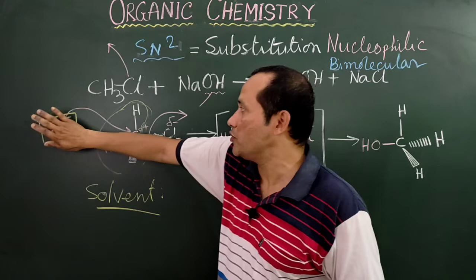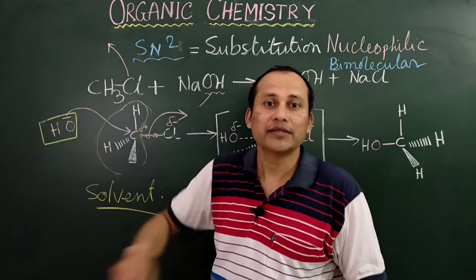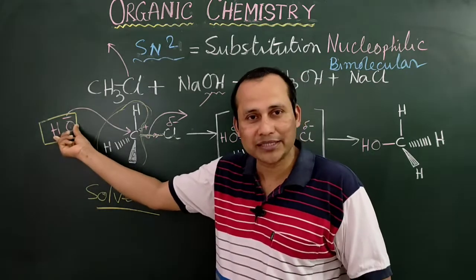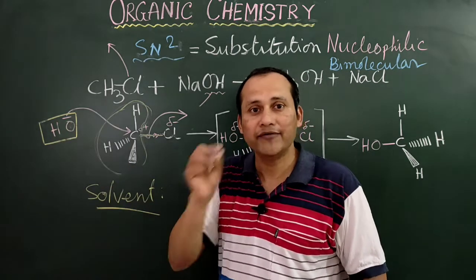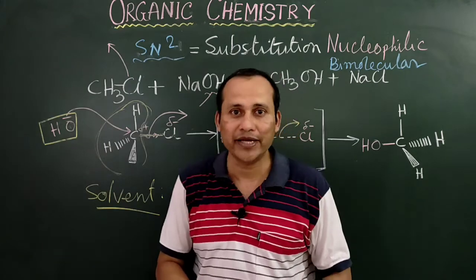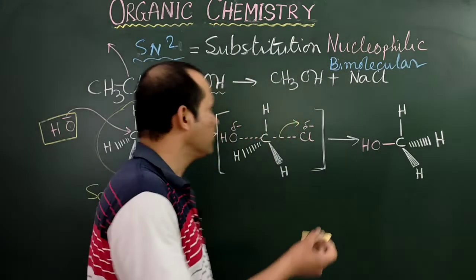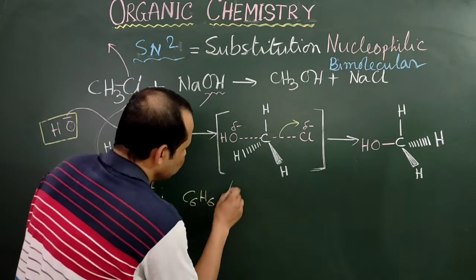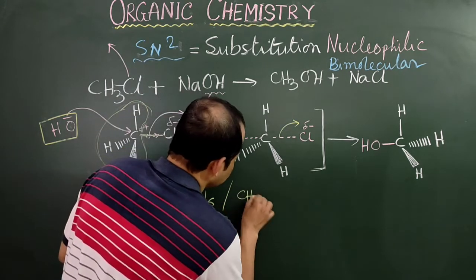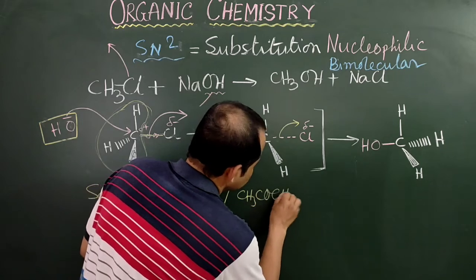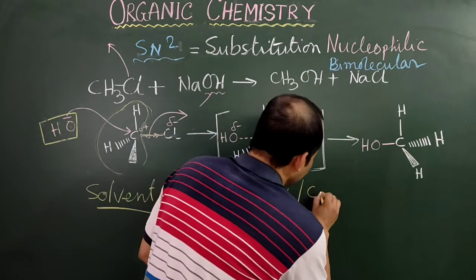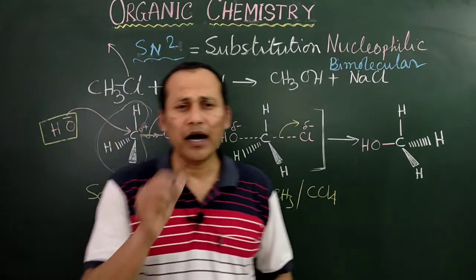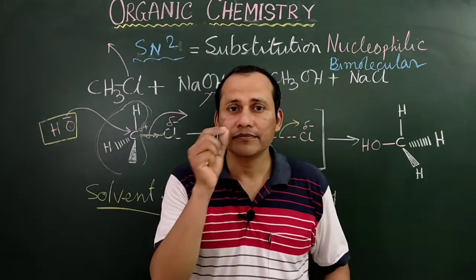Now which substance will keep this one free? The substances which are non-polar in nature, because this is a polar substance, it is an ion. If anything is used here as a solvent which is non-polar in nature, like benzene C6H6, like acetone CH3COCH3, like carbon tetrachloride, all these solvents are non-polar in nature.